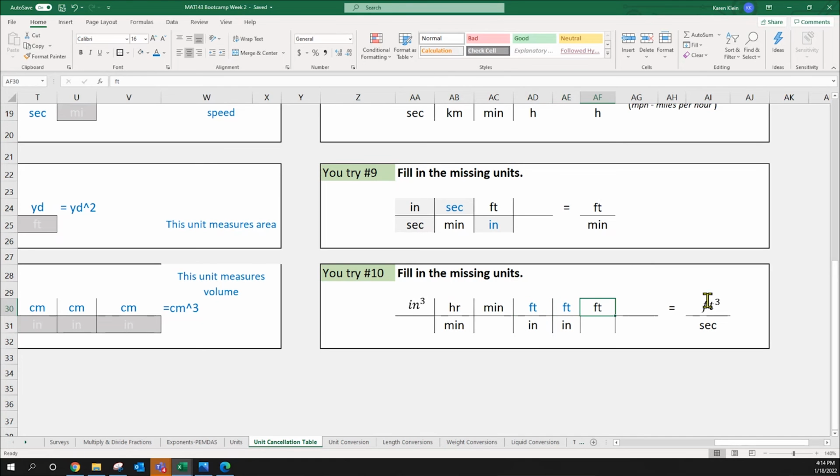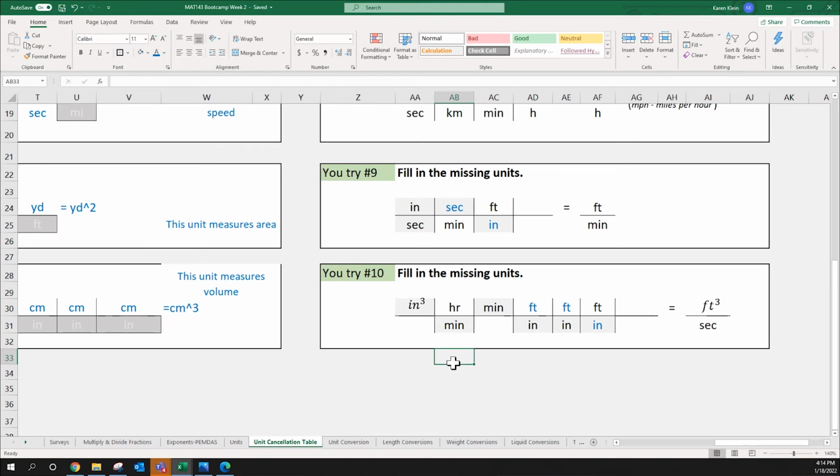So that's going to take care of my feet cubed. So with that said, we need to get rid of this inches cubed somehow. So we know we have inches here. So what's missing is an inch here. So we need to take that out there. All right. Minutes is going to go away here. But we also have an hour that needs to go away.